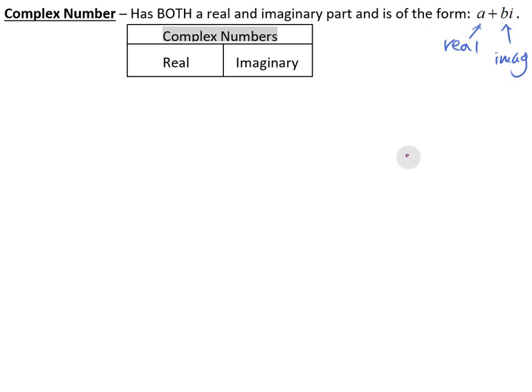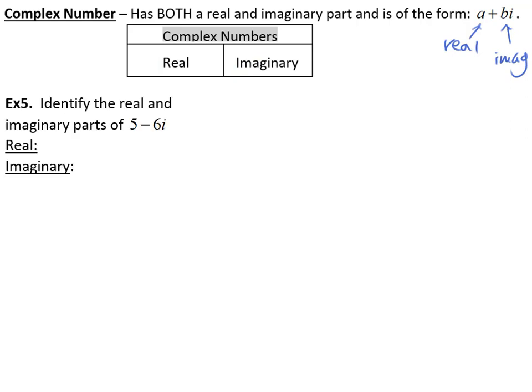Now, sometimes the real part might be 0, or the imaginary part might be 0i, but they always have a real and imaginary part. In fact, complex numbers encompass both real and imaginary numbers all together. It's a way of combining both. So let's go over an example.